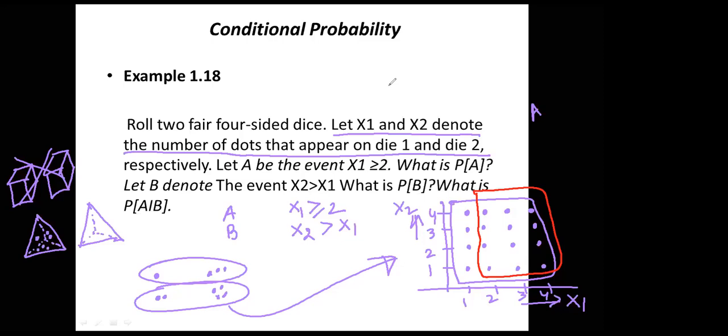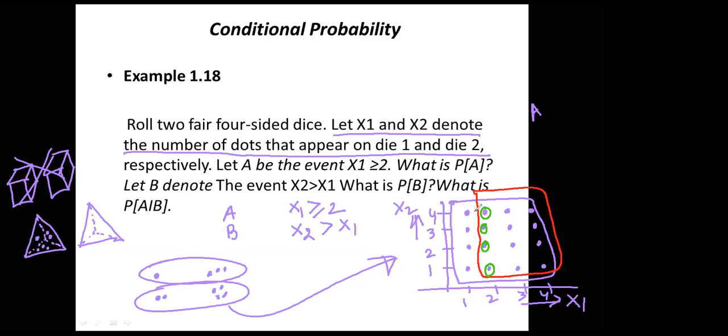Say, for example, X1 is 2. Here also X1 is 2. So whatever value of X2 there is, we don't need to think about it. We just need to think about X1. Event A is those outcomes where the X1 value is more than or equal to 2, whether its value is 2 or more than 2.